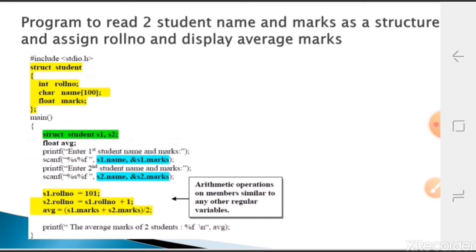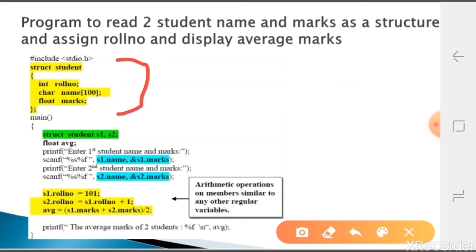Let's take one example. Here our intention is to write a program to take two students' marks, assign the roll number to them, and display the average of the marks. First we are defining the structure, student structure, that contains roll number, name and marks. We are declaring s1 and s2, two variables of structure student.